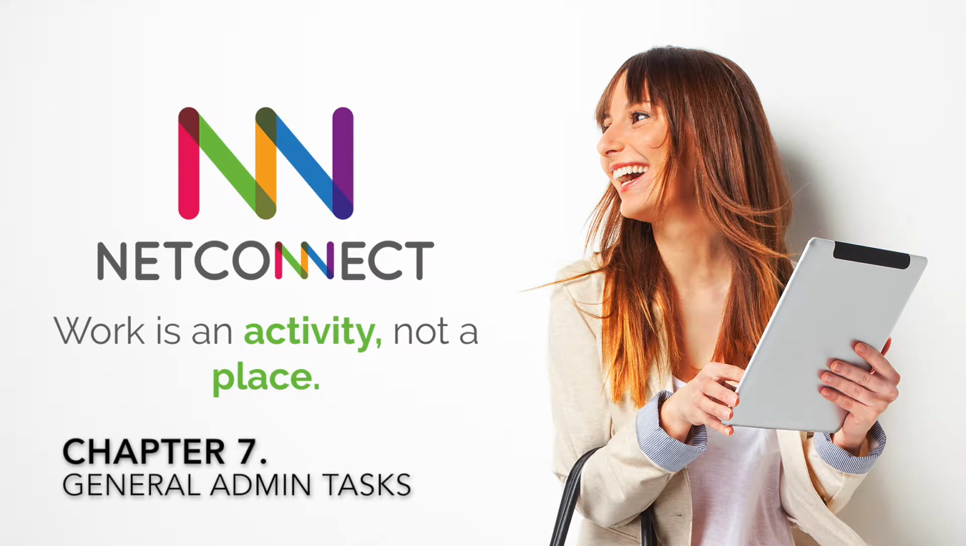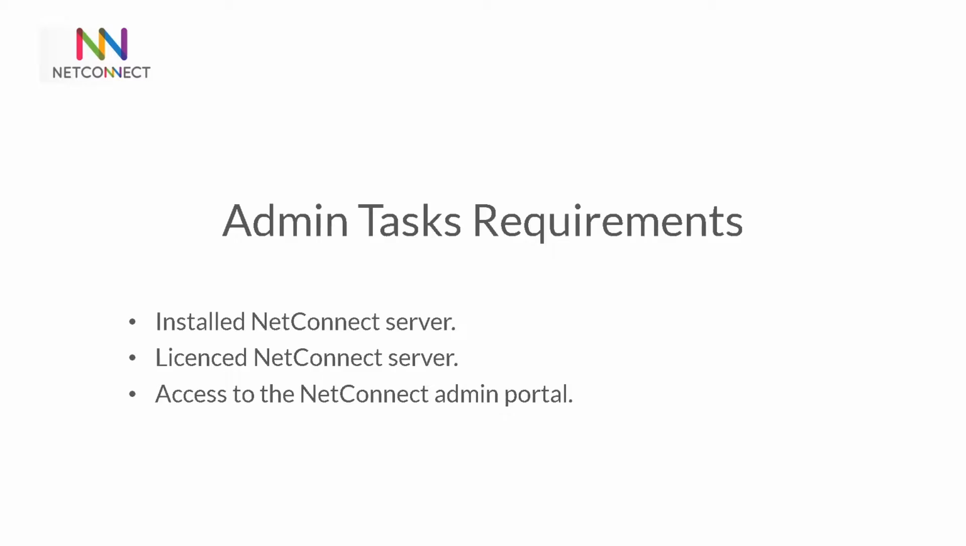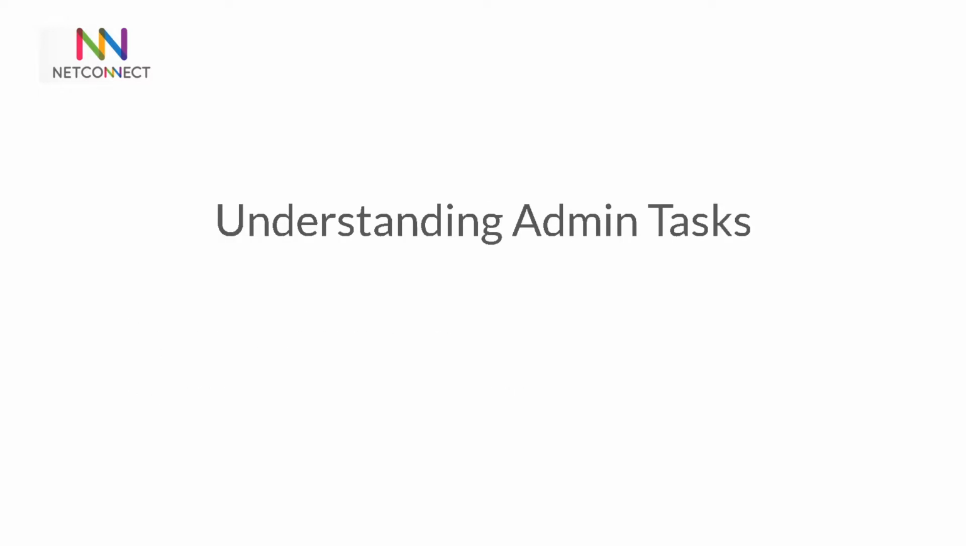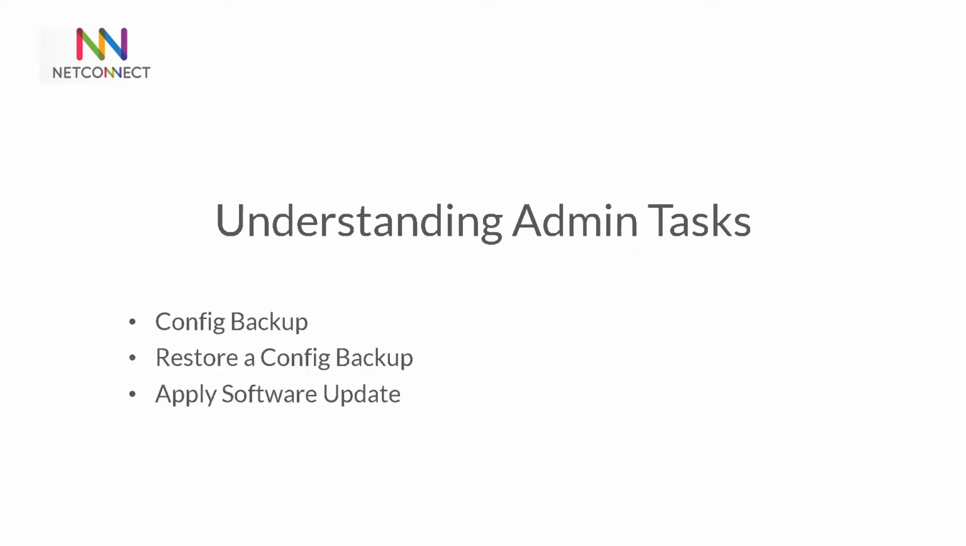In Chapter 7, we'll show you how to perform some of the more common admin tasks. Before you begin this chapter, you'll need an installed and licensed NetConnect server and access to your admin portal. Now in this chapter, we're going to show you how to take a config backup, how to restore a backup file, how to apply a software upgrade, how the reporting module works, how to monitor your system resources, and how to shut down and reboot your NetConnect server.